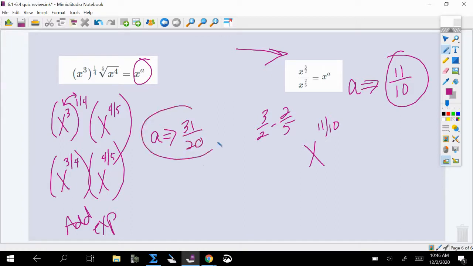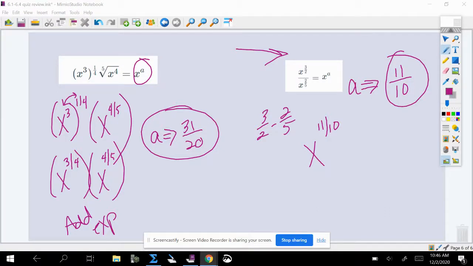31/20. So you'll notice that in some of the problems on Delta Math, they want you to tell the new exponent after you've applied all the rules. All you're going to do is type in that fraction, and you are welcome to use your calculator to help you with all of the arithmetic. And that is everything you need to know to be successful on this quiz.